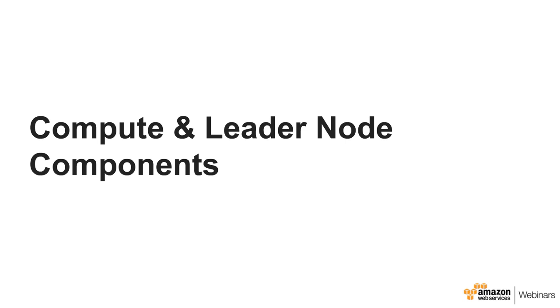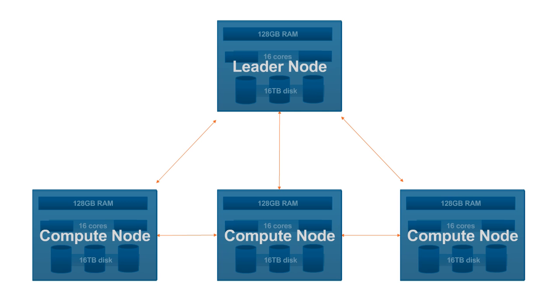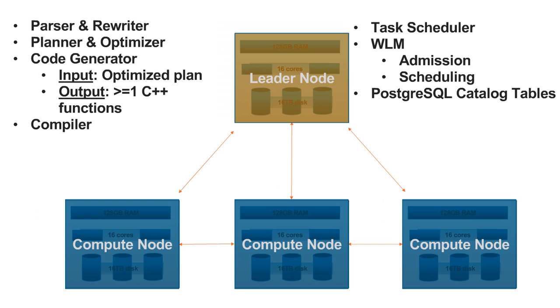So we're going to jump more into the compute and leader node components. We're going to start out here by talking about the leader node. Now on the leader node, this is what you connect to with your SQL endpoint. The leader node does parsing and query rewriting, the planner lives there. We compile the queries down to C++ code and we send that down to the compute nodes, which we'll get into. Other bits that are there that would be familiar if you use Postgres, for example, the Postgres catalog tables live on the leader node, so you can query those as well. Our workload management system and task scheduler also live on the leader node. We won't be getting into those in this webinar.